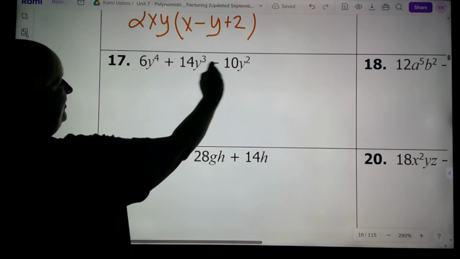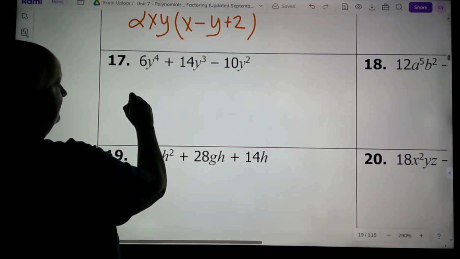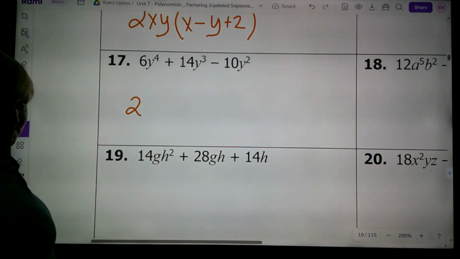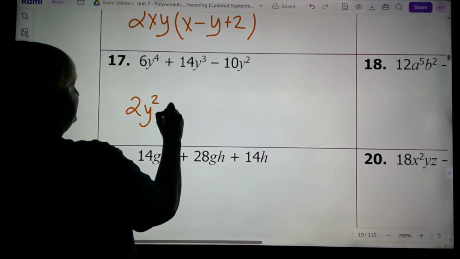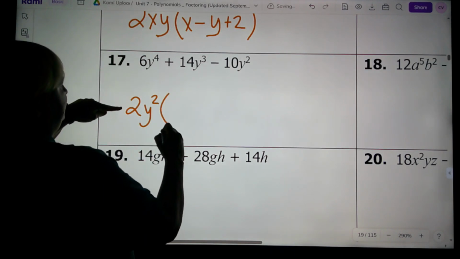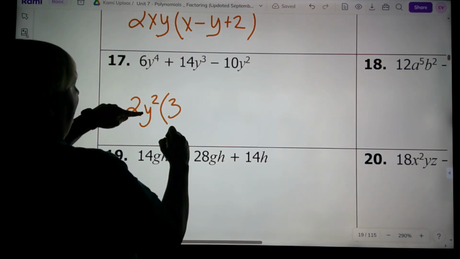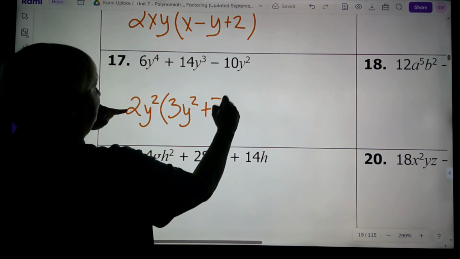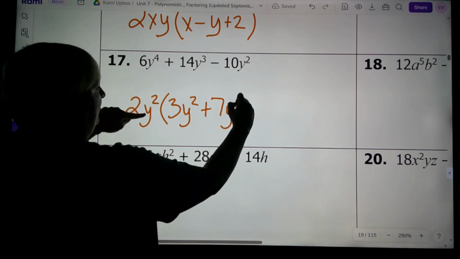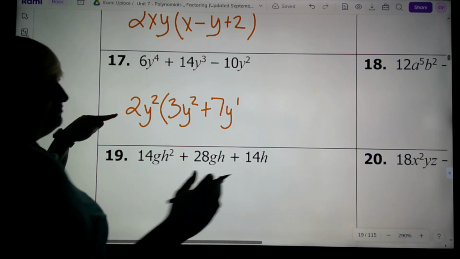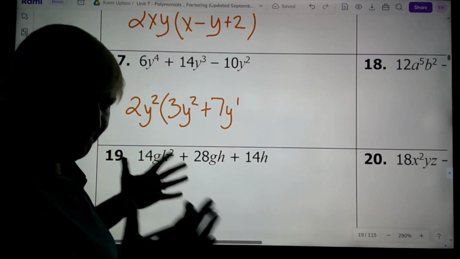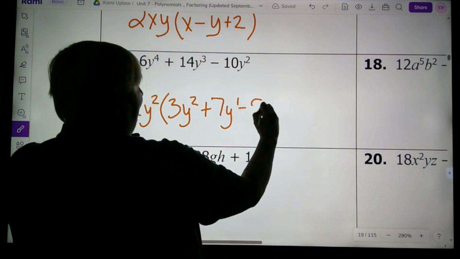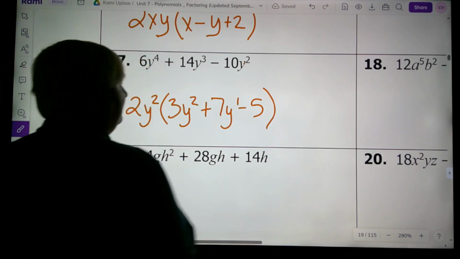All three of them can be divided by 2. They all have at least 2 y's. Remember, the lowest exponent. So we can pull out y squared. 6 divided by 2 is 3. y to the 4th divided by y squared is y squared. 14 divided by 2 is 7. y cubed divided by y squared is y to the first. Negative 10 divided by 2. You hear me say negative 10? The negative is part of that 10. Don't lose that. Because it's negative 10 divided by 2, which means it's negative 5. y squared and y squared cancel.